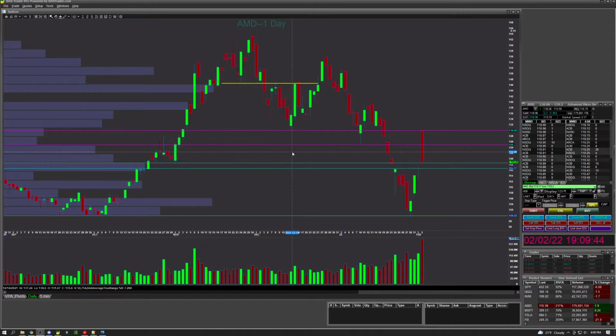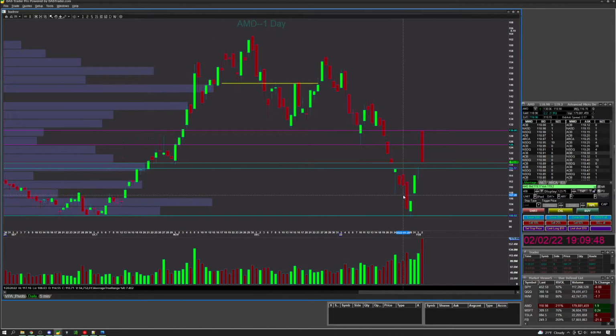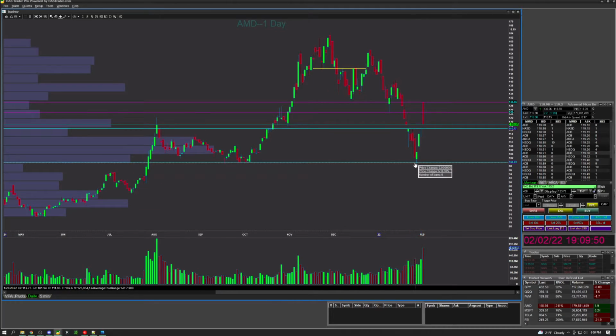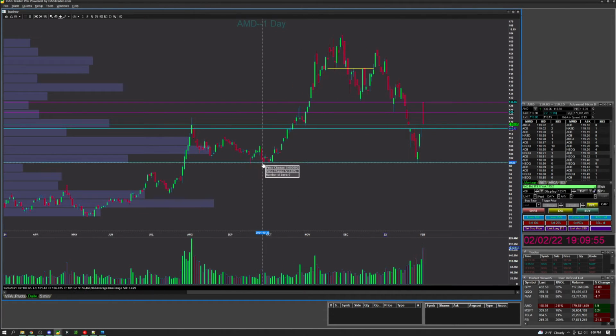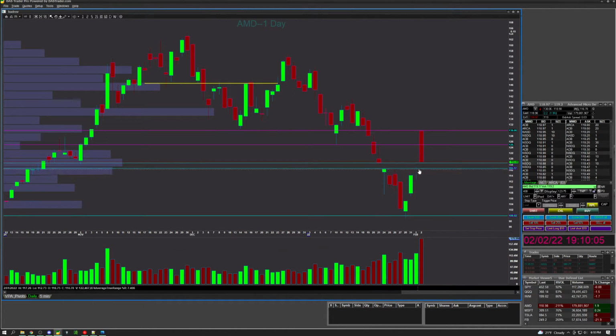AMD, I mean, this thing made a lot of sense to me as well. The $100 was an awesome bounce. You can just see it was the low back from the summer before it took off. So it sold down real hard, bounced off 100, and then went to fill this gap. And not only did we fill it, but we had three big moves in a row, and then we had a huge gap up.